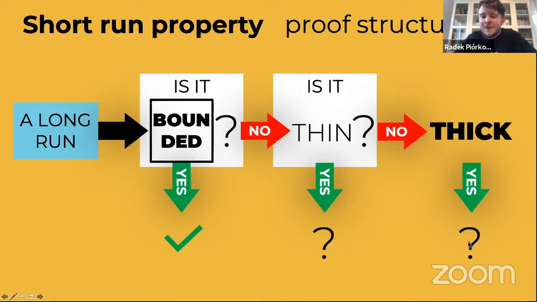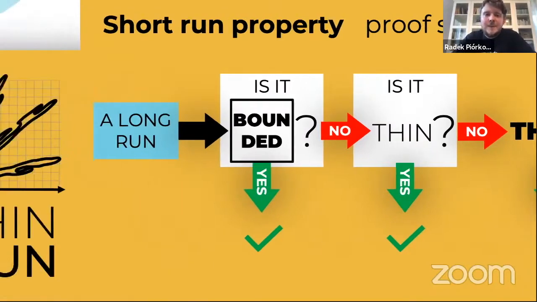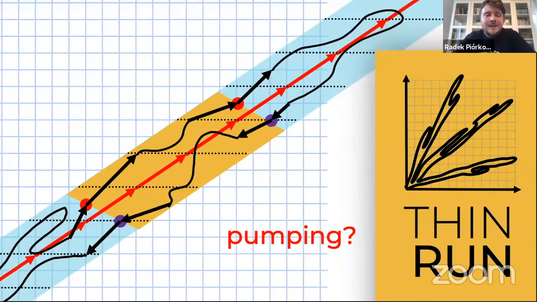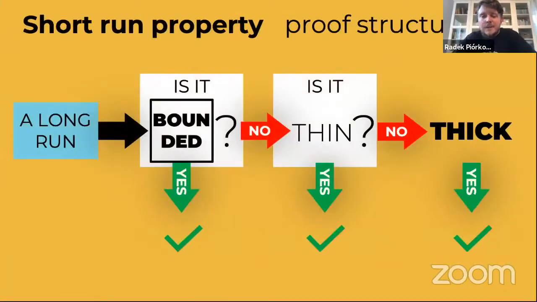So now let's take a brief look at those two. So you may have already figured out that the first case of thin runs is quite straightforward. When you look at this picture again, essentially, if the run is very long, you may unpump it easily just by removing the orange area, and you will get a shorter run. So this is all we need to prove a short run property. The things are a bit more complicated for the thick runs, but it turns out that we also can do it.